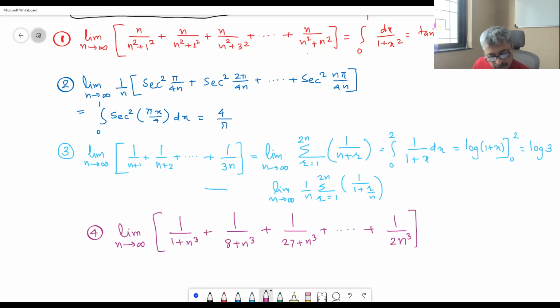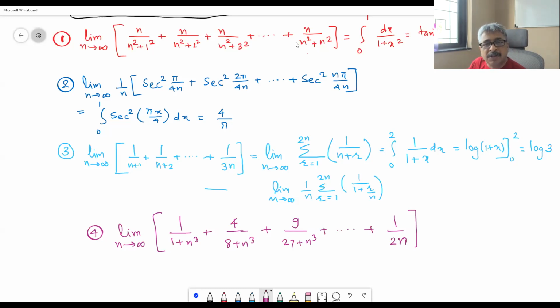Mistake. It is not 1 upon 1 plus x. First term is correct. Second term is 4 upon... Third term, I don't know. Then my last term also could be little different. This is 4 upon 8 plus n cube, 9 upon 27 plus n cube, and the last term was 1 upon 2n. Now I think it should be 1 upon 2n, which is correct.